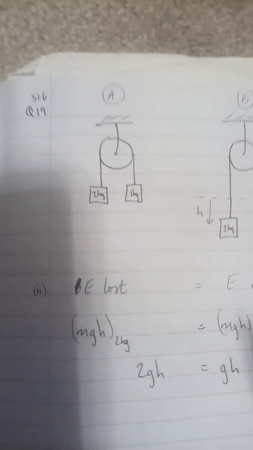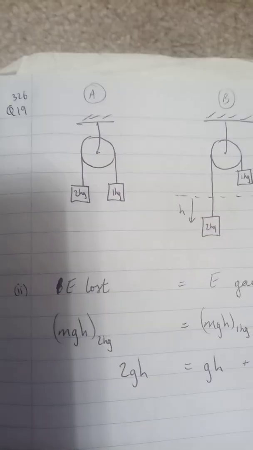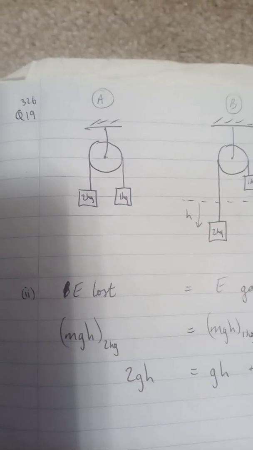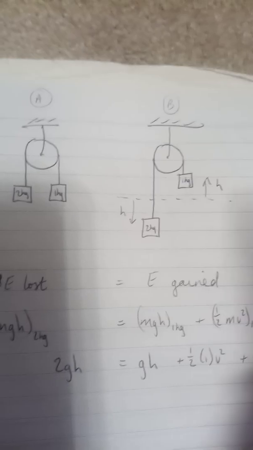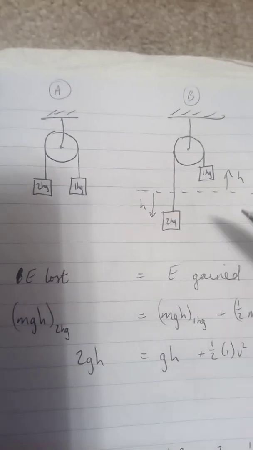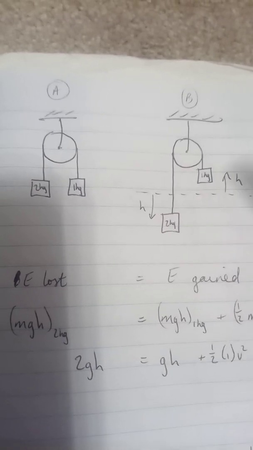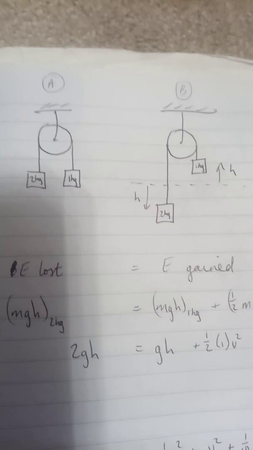The second thing we're asked for is what is the acceleration of the system here, of the two particles. And because they're connected, the acceleration will be the same. So I've got two instances. This is at the start, and then after a time t, the 2 kg has fallen through a height, and the 1 kg has risen through the same height.